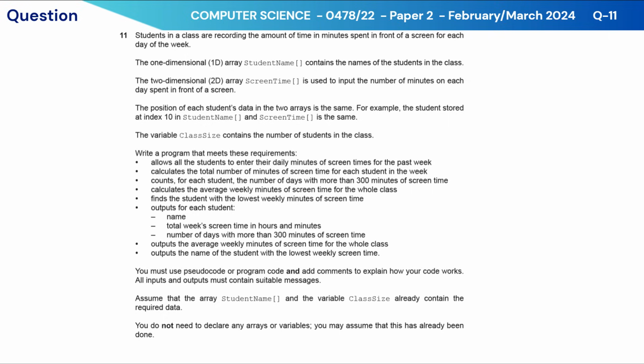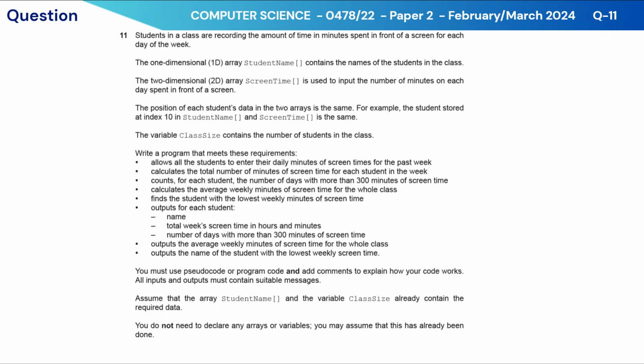Outputs for each student: name, total week screen time in hours and minutes, number of days with more than 300 minutes of screen time. Outputs the average weekly minutes of screen time for the whole class. Outputs the name of the student with the lowest weekly screen time. You must use pseudocode or program code and add comments to explain how your code works. All inputs and outputs must contain suitable messages. Assume that the array student name and the variable class size already contain the required data. You do not need to declare any arrays or variables. You may assume that this has already been done.